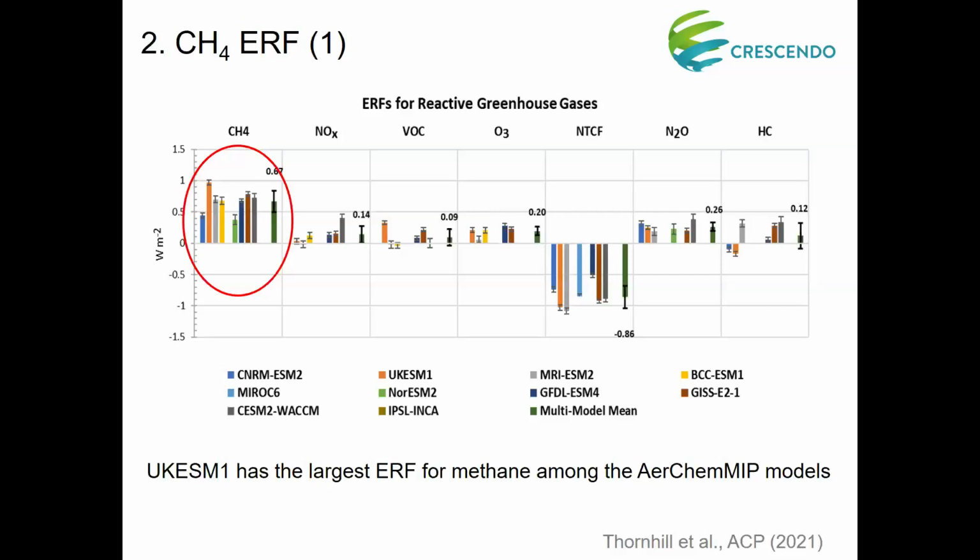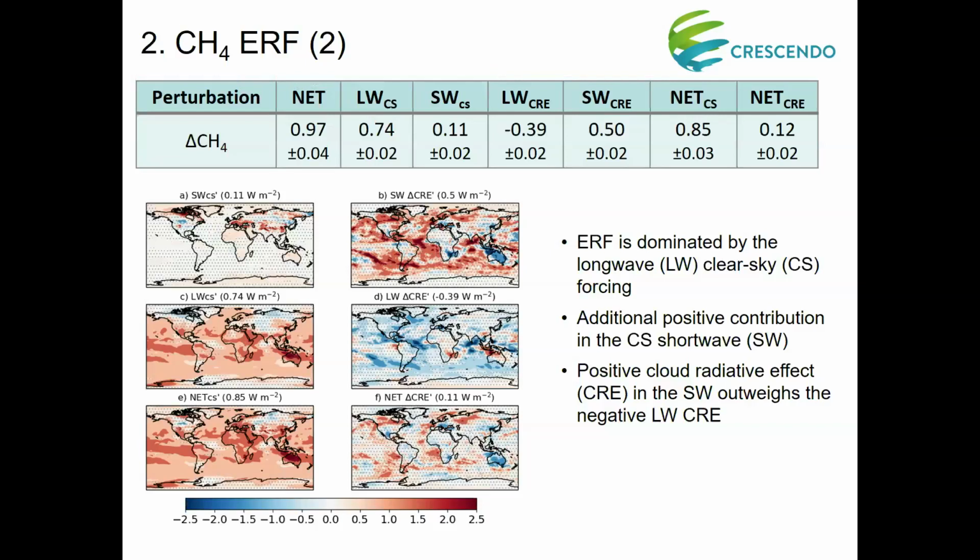Here, again, I'm showing in the table a breakdown of the effective radiative forcing into its components. As we might expect, the bulk of the forcing is in the clear sky longwave, but we see an additional positive contribution in the shortwave. In fact, UK ESM1 is the first time we've represented shortwave absorption by methane. But we're also seeing a positive cloud radiative effect, where the positive cloud radiative effect in the shortwave outweighs the negative cloud radiative effect in the longwave. The plots here are showing the global distributions of each of those components.